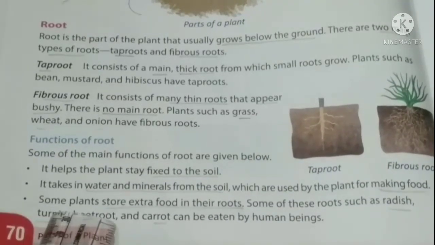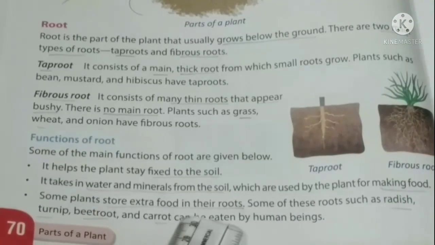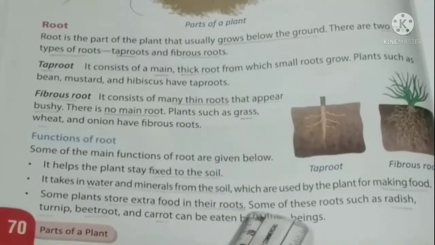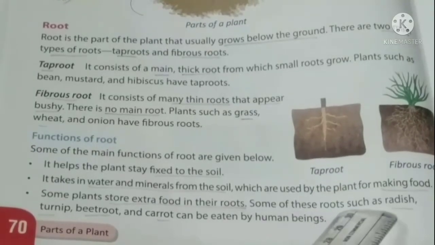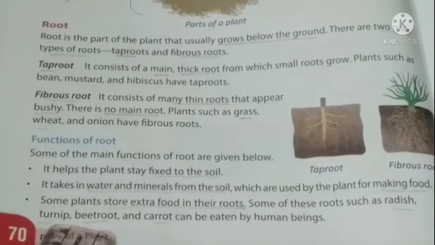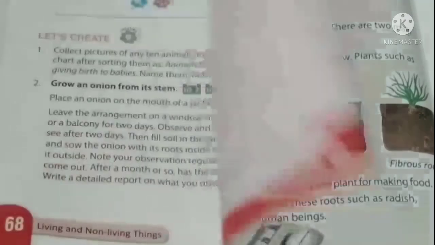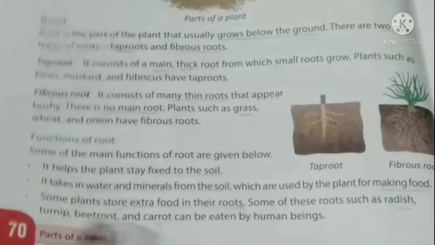Third point, some plants store extra food in their roots. Underline the words extra food in their roots. Some of these roots such as radish, turnip, beetroot and carrot can be eaten by human beings.